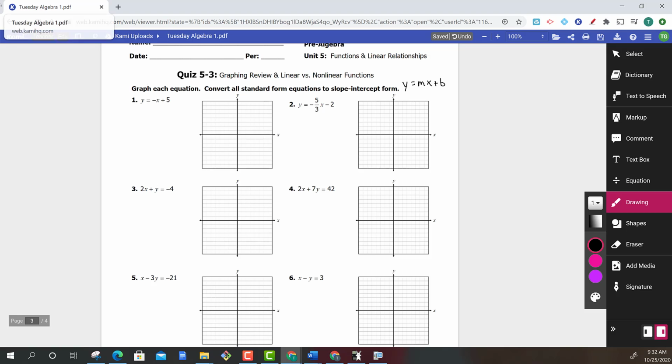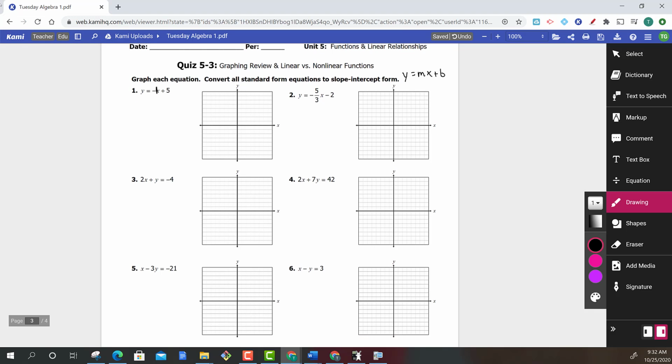So that means our slope in this problem is -1, not -1x, just -1. And if we want to, we can write it as -1/1, because that's going to help with the rise over run. The y-intercept is whatever's at the end of the problem. It is the plus or minus whatever this number is. So our y-intercept is 0, 5.